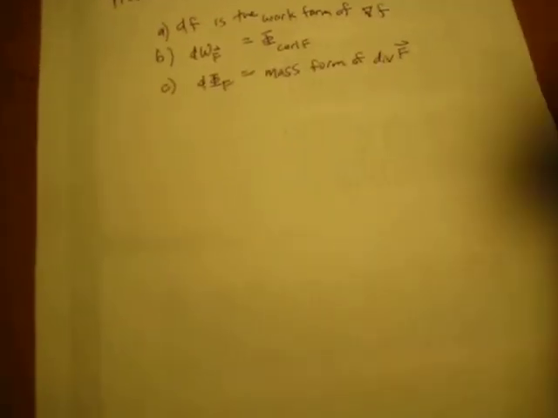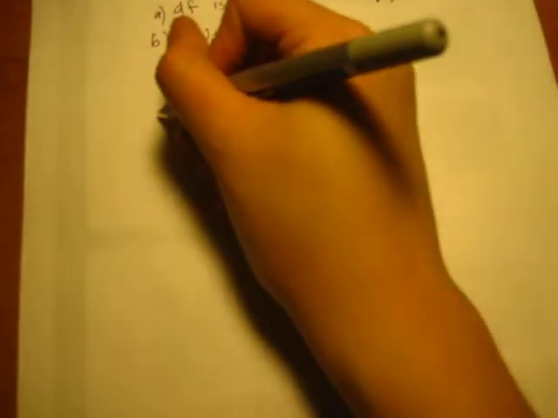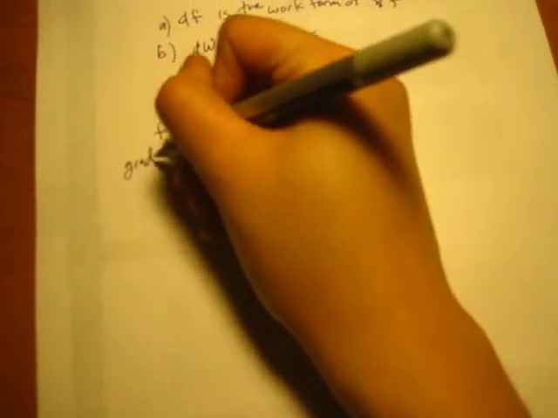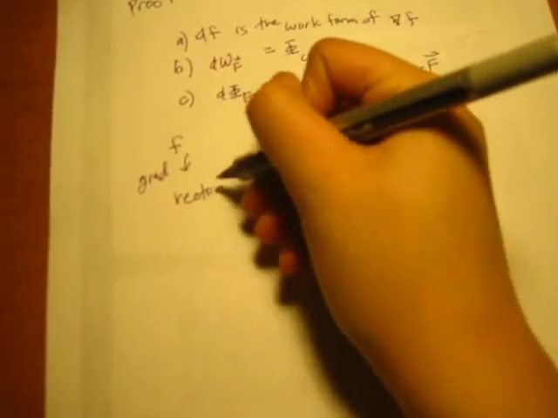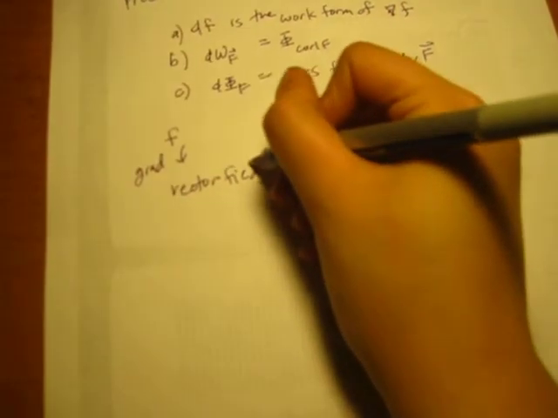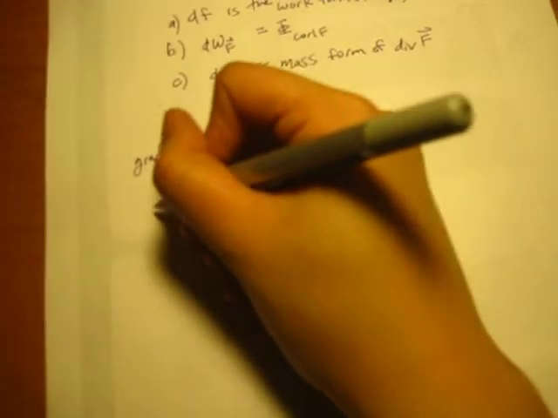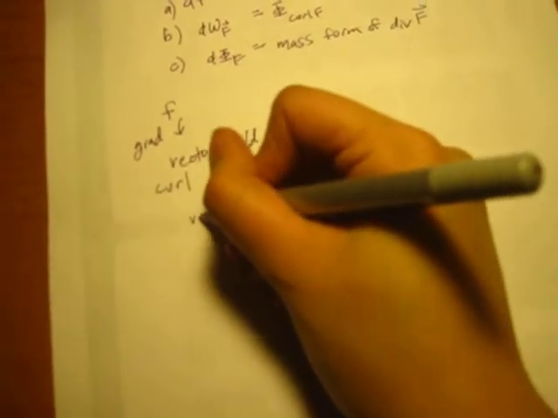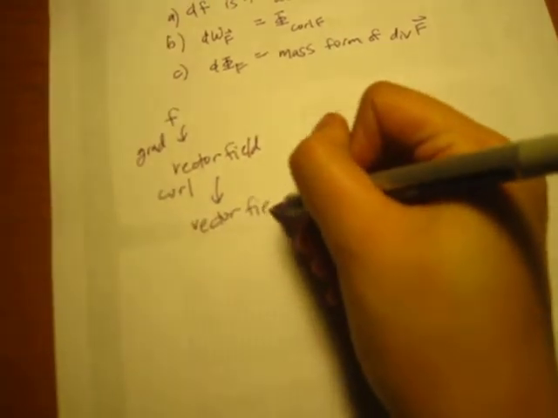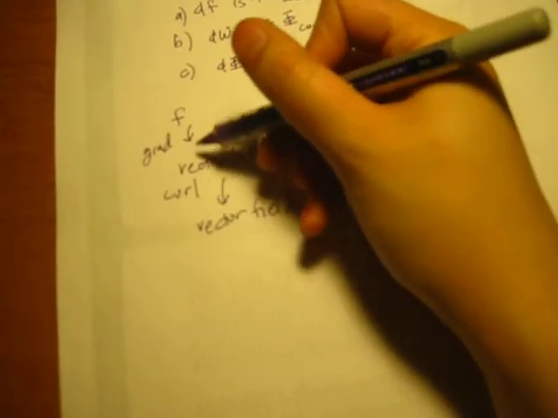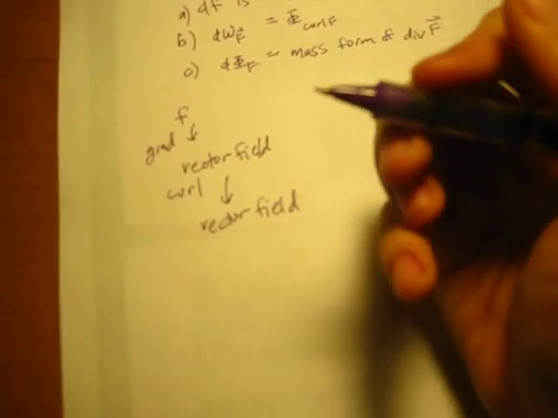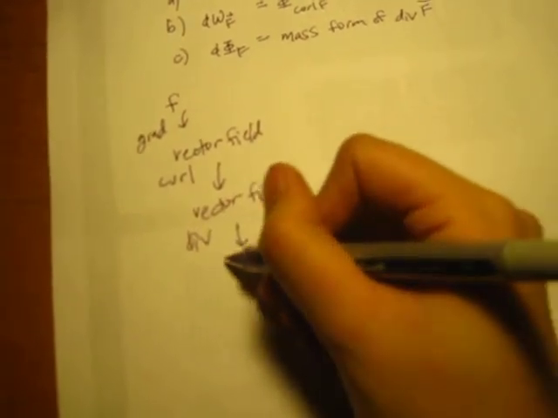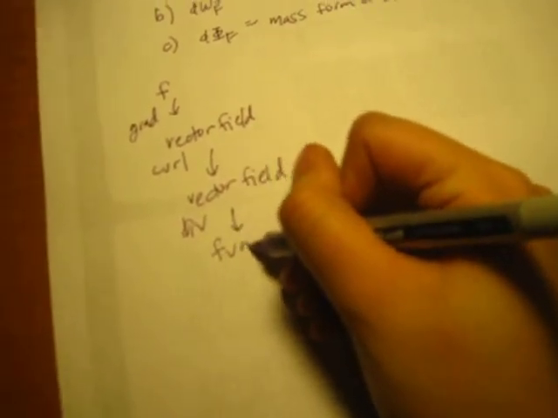Alright, so to do this, we're going to draw a little diagram. We start with a function, and if you take the grad of a function, you get a vector field. And then if you start with a vector field and you take the curl of that, you get another vector field. Note that you can't take the grad and then the curl of the same function, because then you get 0, as proved in another proof. And then here, if you take the div of a vector field, you get a function.